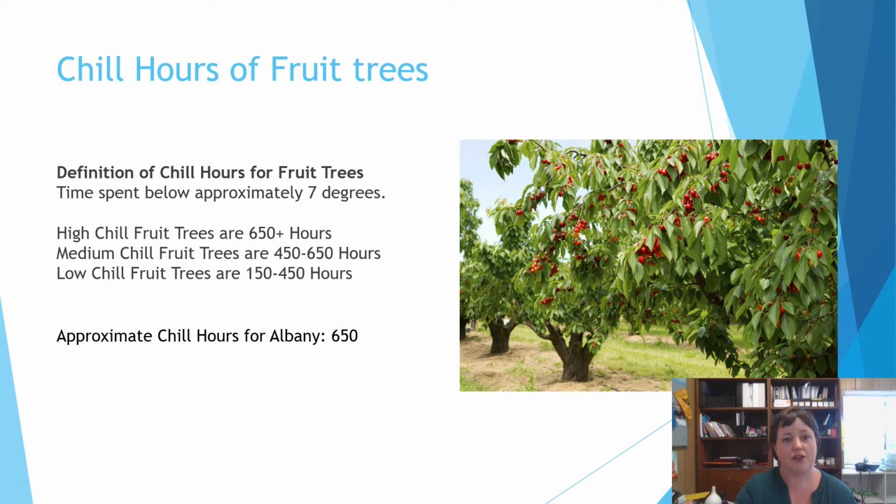Chill hours refers to the number of hours in the season below 7.2 degrees Celsius. I've added a worksheet on how to calculate your region's chill hours on Blackboard. So take a look and calculate your chill hours to see what sort of fruit trees that you can grow.